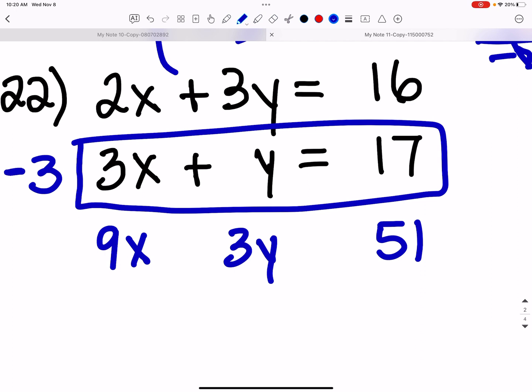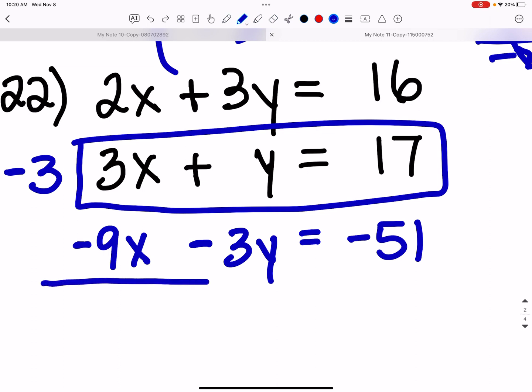So that means I'm going to multiply by -3. So 3 turns into 9, but now it turns into -9. 1 turns into 3, but now it's -3. 17 turns into 51, but now it's -51. If something was already negative, we would have turned it to positive. But here, they were all positive, so they all turned to negative.